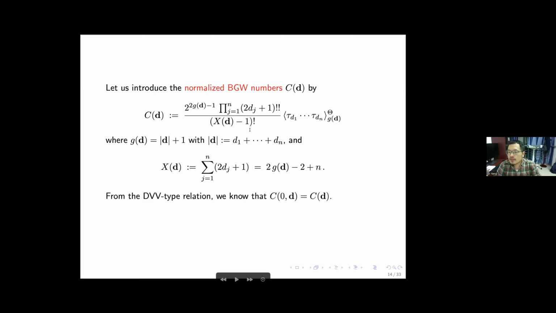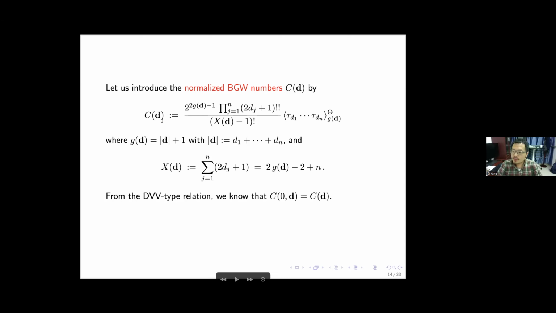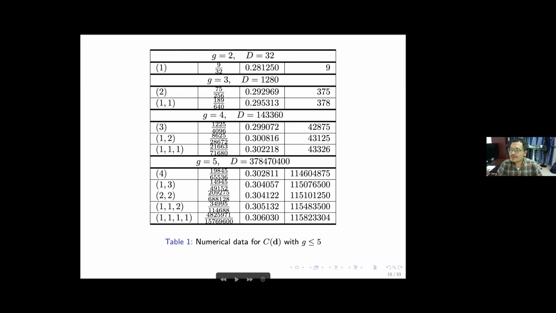For renormalized BGW numbers, we divide by some factorial. Because of this, the numerator is no longer powers of 2. So from this integral point of view, they are not as nice as before, but later we will see that from this property they have a better property, and later we will see the main advantage of the new normalization.